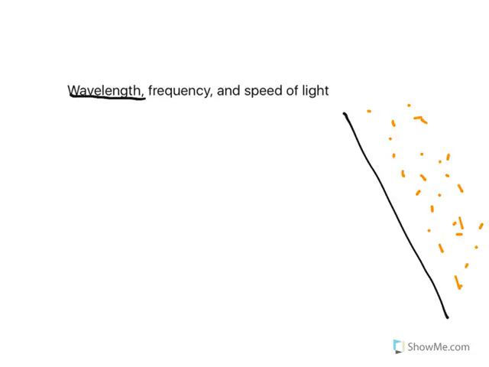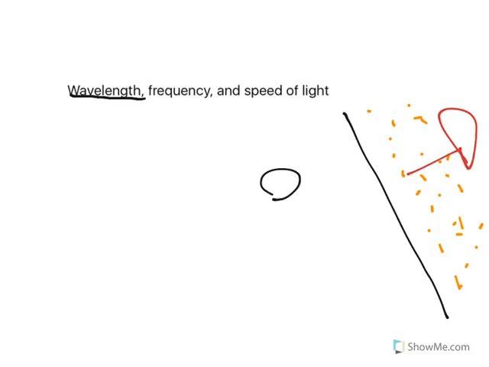In this video, we're going to talk about wavelength, frequency, and speed of light. Let's first start talking about wavelength. Let's imagine you are at the beach and there's all kinds of sand on the beach. And let's give yourself a nice big red beach umbrella.